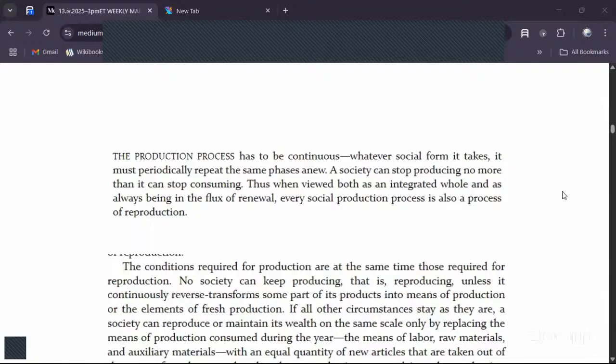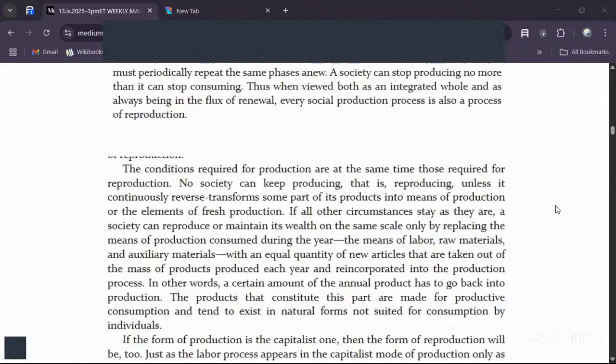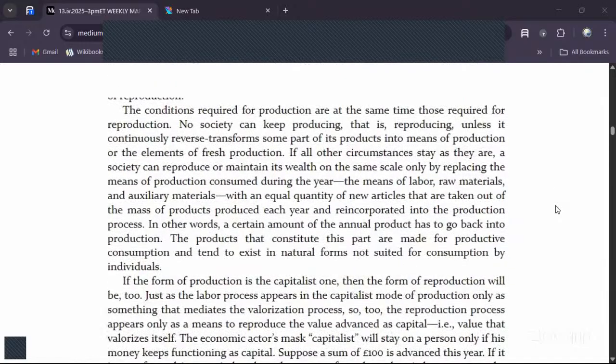The production process has to be continuous. Whatever social form it takes, it must periodically repeat the same phases anew. A society can stop producing no more than it could stop consuming. Thus, when viewed both as an integrated whole and as always being in the flux of renewal, every social production process is also a process of reproduction. The conditions required for production are at the same time those required for reproduction.